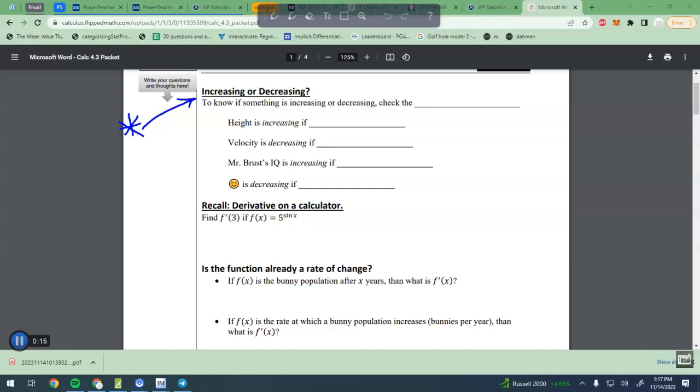Something is increasing or decreasing, you check the derivative. If it's positive, that means f is increasing. If it's negative, that means f is decreasing. This is an if.